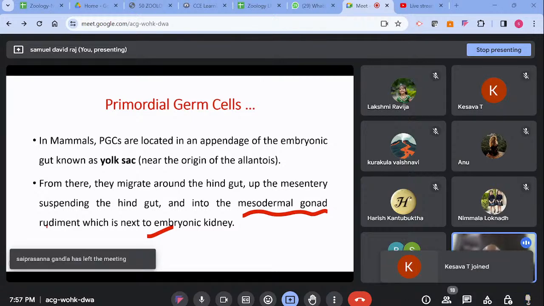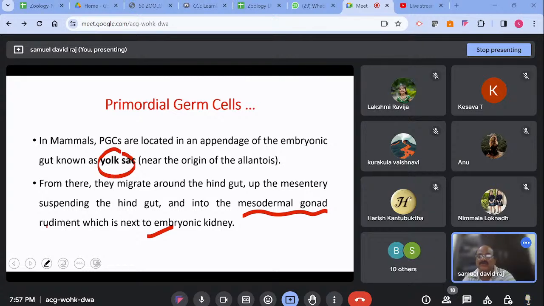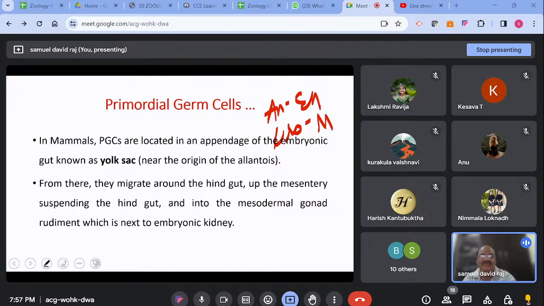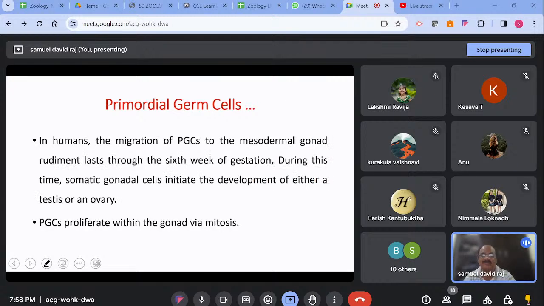So what you have to remember here is that the primordial germ cells are present in the yolk sac. In anurans, they are endodermal in origin. In urodeles, they are mesodermal in origin. In reptiles and birds, they are again endodermal in origin, and from there they reach the gonadal rudiment through the bloodstream. In mammals, they are located in the yolk sac. So these are the basic fundamentals which you have to remember.